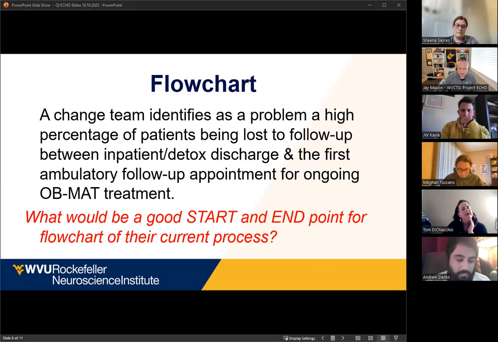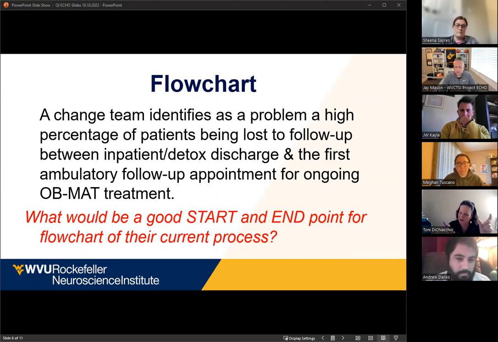So in this, this imaginary change team has identified their phenomenon of interest, or their problem or aim, as having a high percentage of patients that are lost to follow-up after leaving their detox setting and coming to their very first ambulatory follow-up appointment for ongoing treatment in an office-based MAT program. So between detox and first ambulatory appointment, they're losing them. They have a really high loss to follow-up rate. So just from your vantage point, and again, anybody in our team or on one of the two other sites that are watching, what would you think would be a good starting point?